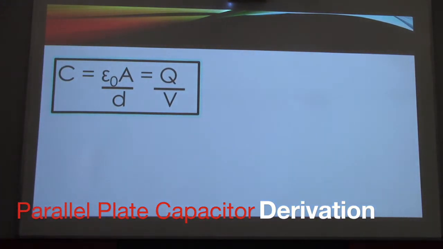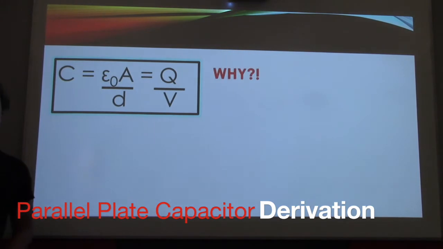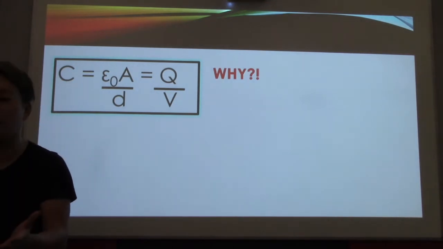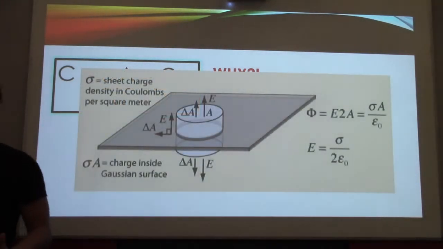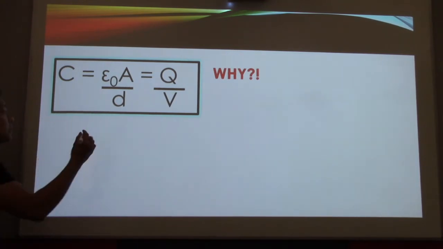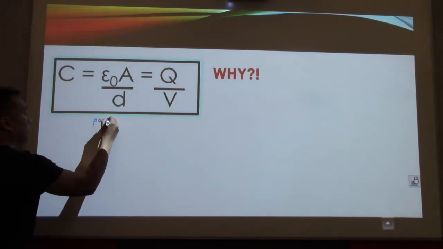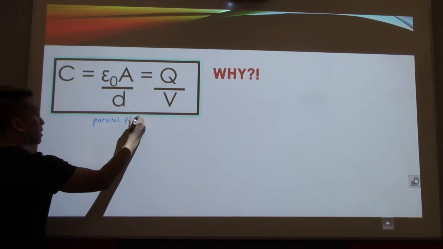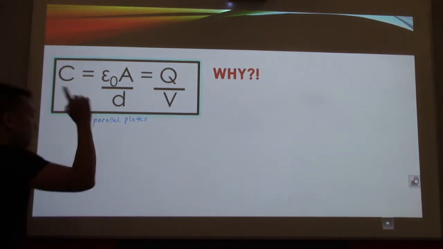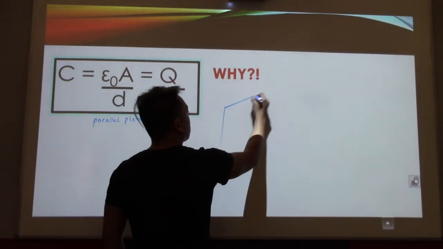Let's talk about the first equation. Where does this come from? I always love asking the question why. It doesn't come out of thin air. It comes from something that we already know, and that is the electric flux. The case that this equation applies to, so you write in your notebooks, is for parallel plates. A parallel plate capacitor looks something like this.